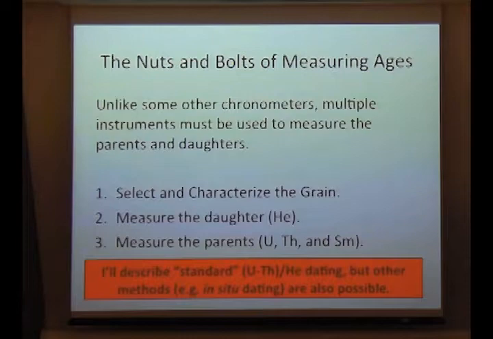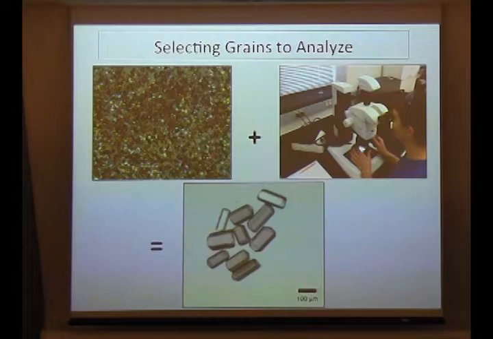So probably with the exception of interpreting your data, from an analytical point of view, the vast majority of the time that you spend doing helium dating is in this step. And we assume students will show up with vials of apatite if they come to work with us. It might look something like this.